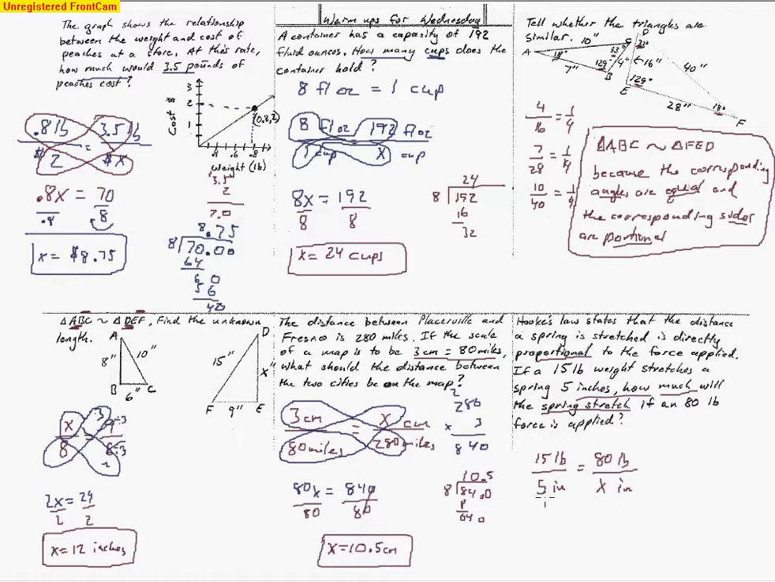And so now we're going to go ahead and reduce the fraction a bit. Divide this by 5 and divide this number by 5. Make the problem a little bit easier on ourselves. And so this becomes a 3 and this is a 1. And then we're ready to cross multiply. So 3x equals 1 times 80 is 80. And then we just divide by 3.